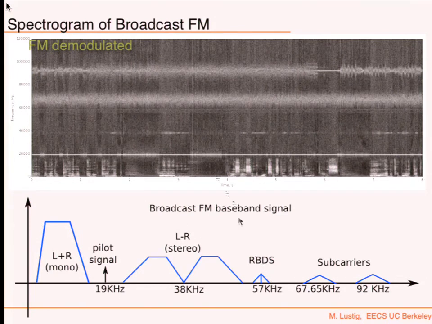Then at 57 kilohertz, you have the RBDS, which is the digital information that tells you what channel you're listening to, and what song is being played sometimes, and so on. Then at 67.65 and at 92 kilohertz, you've got what are called subcarriers. It turns out there's Punjabi radio and also French Haitian radio that pay KPFA to put some of these stations onto that signal. There are some radios that you can buy that would play that for you.